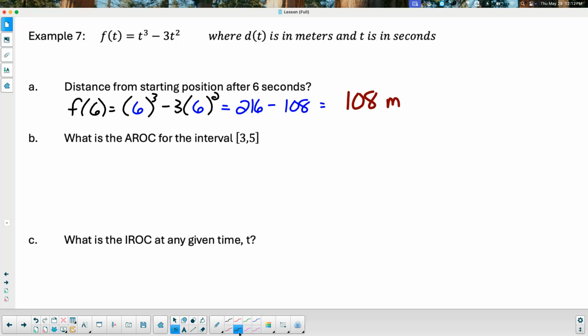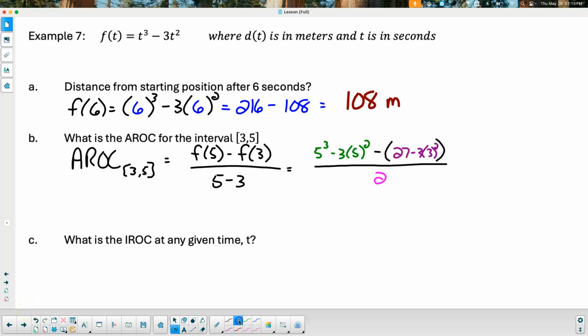Okay. Find me the ARoC for the interval 3 to 5 seconds. So that's 125 minus 75 minus 0 all over 2. So that's 50 divided by 2, which is 25 meters per second. Yes? Agreed? Okay.